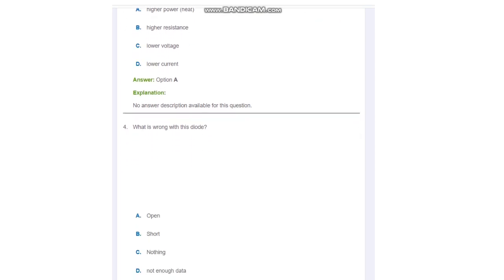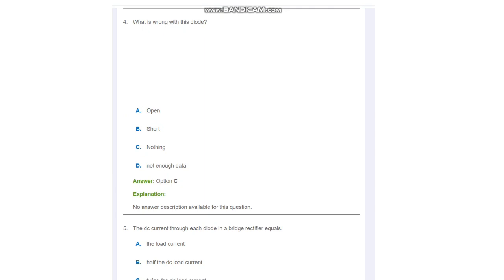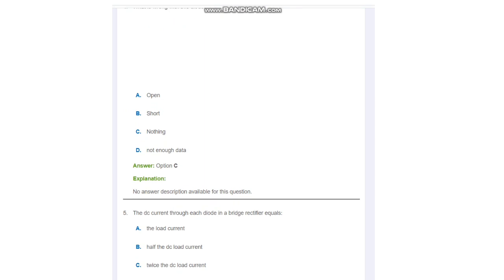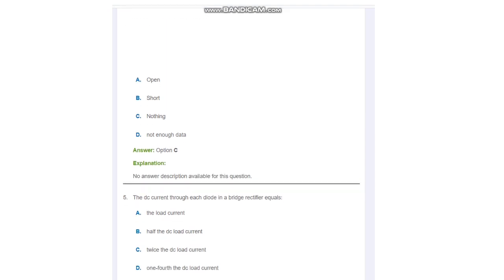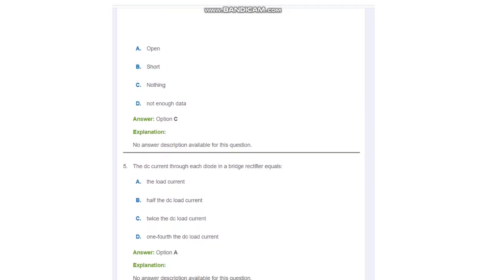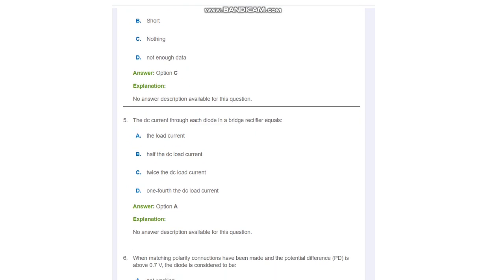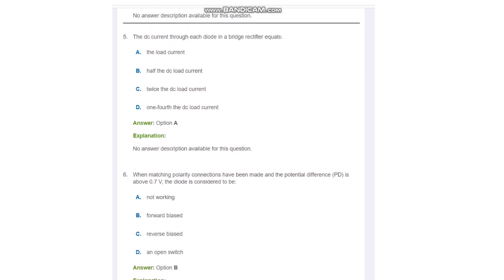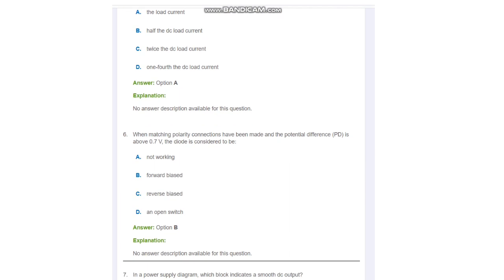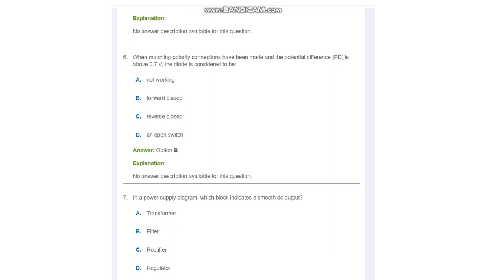Question number 4: what is wrong with the diode? First is open, short, nothing, and not enough data. Nothing is wrong with this diode. Image is given. The DC current through each diode in a bridge rectifier equals the load current, that is option A is the answer. When matching polarity connections have been made and the potential difference is above 0.7 volt, the diode is considered to be what? It is considered to be a forward bias diode.